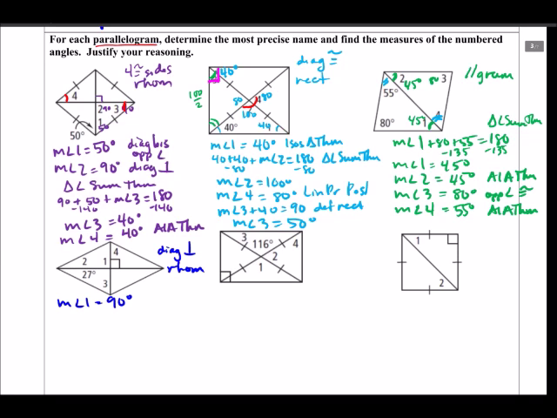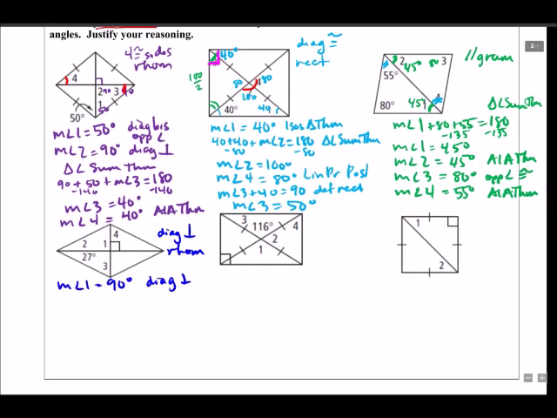Because either diagonals are perpendicular, or we could do linear pair postulate. I'm just going to go diagonals are perpendicular. That's the easiest. I'm going to move this up just a touch there. All right, so we've got angle 1 is 90 degrees. Oh, what else can we do here?